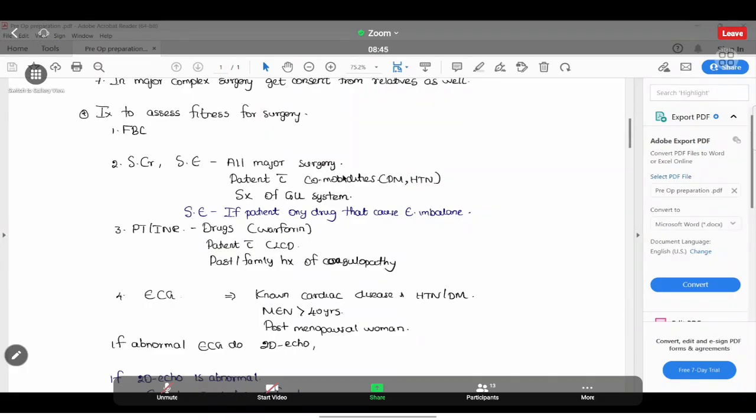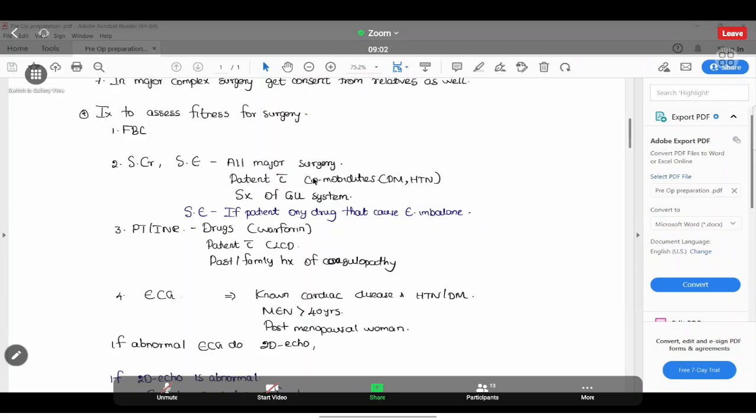Don't mention that in the SEQ or in a long case. If you find any indication only, just mention ECG. Otherwise, no need.